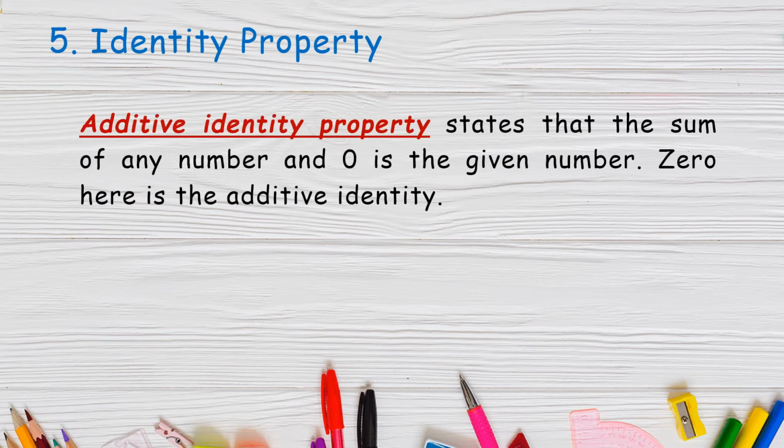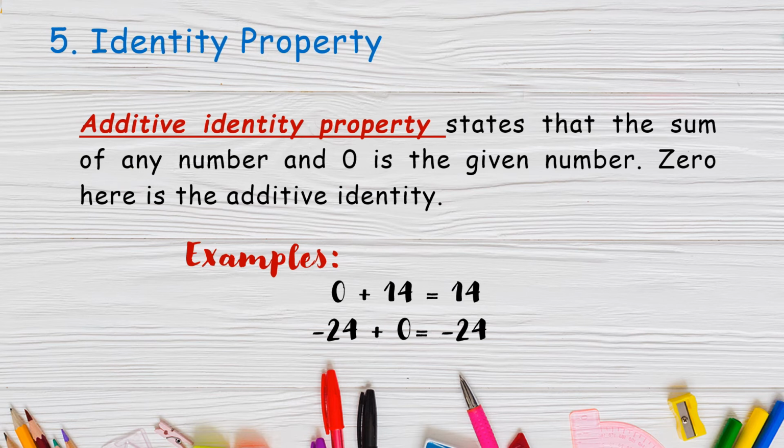Let's move forward to the next property, which is the identity property. Additive identity property states that the sum of any number and 0 is the given number. 0 here is the additive identity. A plus 0 is equal to A. Examples: 0 plus 14 is equal to 14. Negative 24 plus 0 is equal to negative 24.